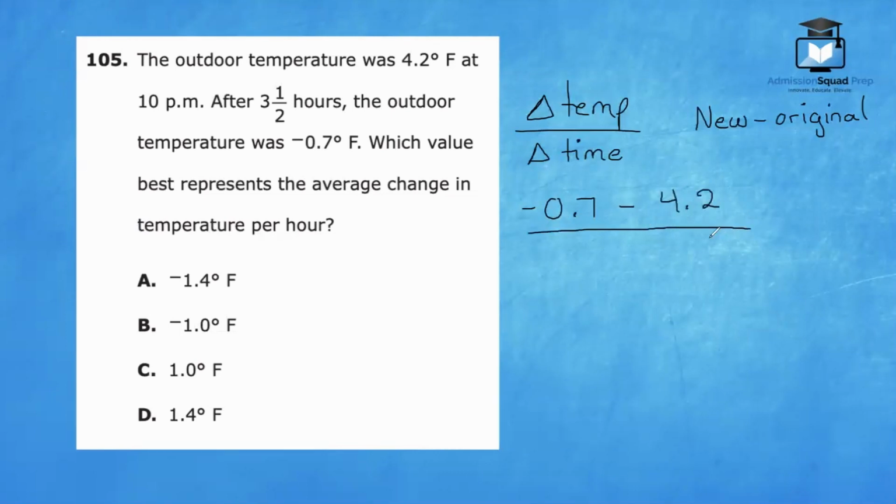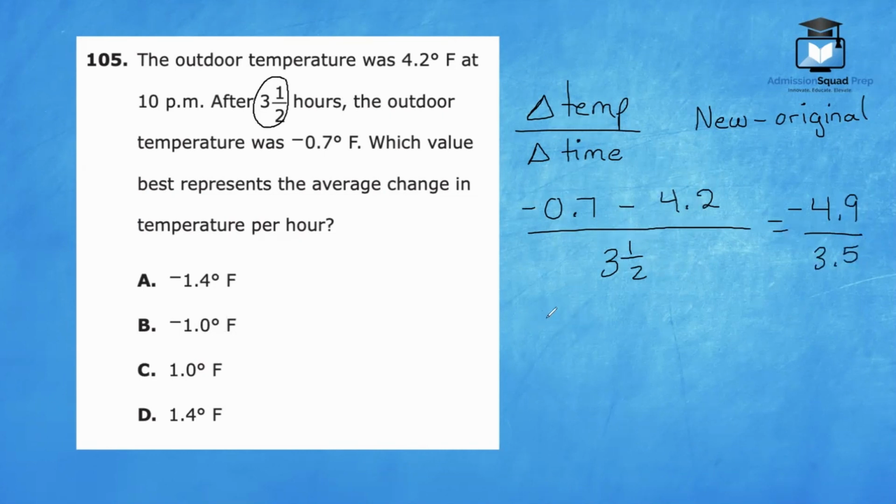The problem already gives us the change in time. It tells us that 3.5 hours have passed. So that is 3.5 here in our denominator. When we go ahead and subtract, I like to use the rule that when subtracting numbers with the same sign, you will add the numbers and keep the sign. So we now have negative 4.9 divided by 3.5.